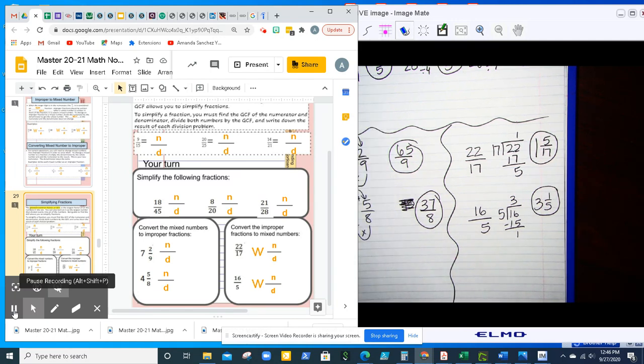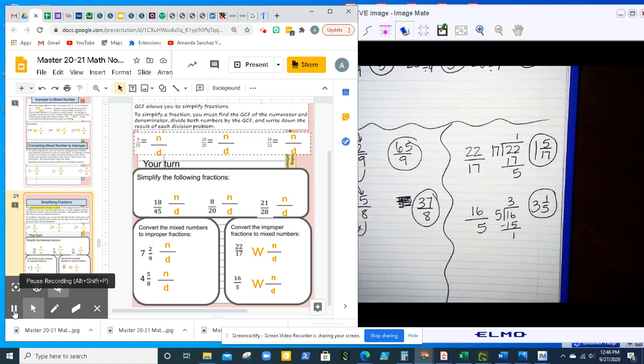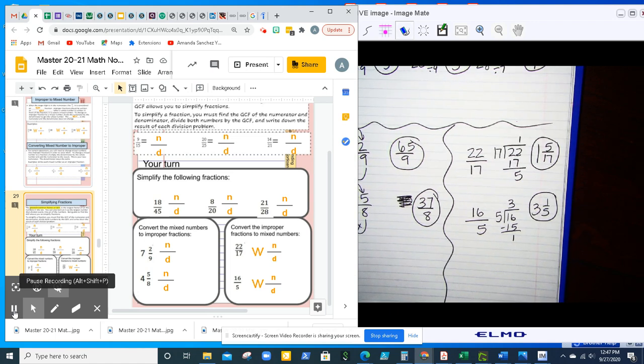So I'm hoping you feel a little bit more confident and prepared for tomorrow with all of this fraction concept review. Now go into your Monday folder, and then you're going to practice a few of these concepts as a graded assignment.